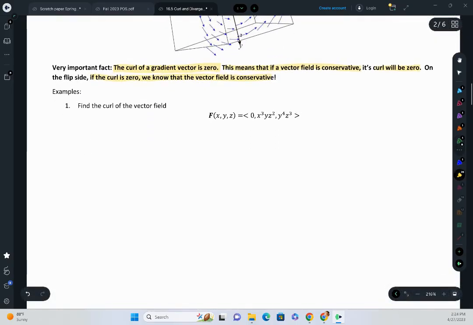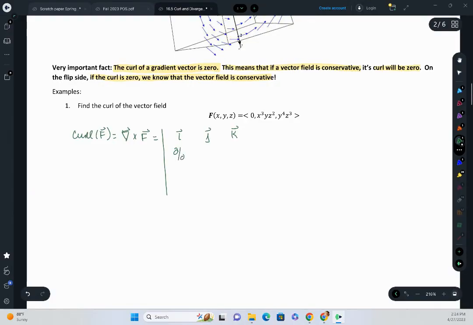Do this one more here. We've got f of x, y, z. The components are 0, x cubed yz squared, and y to the 4th z cubed. So I'm going to set up my curl. Curl of f is that upside down triangle vector crossed with f. Set this up in a determinant. We have i hat, j hat, and k hat across the first row.